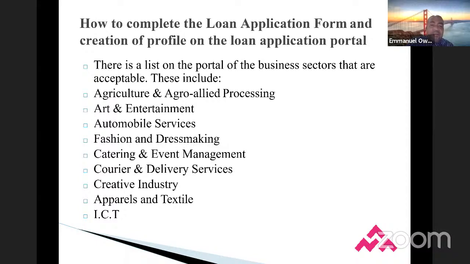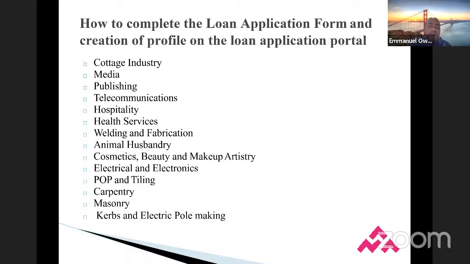ICT, very fantastic area that people can go into. Cottage industry, that's like light manufacturing. Like the example I gave of doing garri processing. It falls under what they call cottage industry. That is small scale manufacturing. Media, you're into media, you can also qualify. Publishing, telecoms, hospitality, that is hotel and guest houses, lodges and all that.